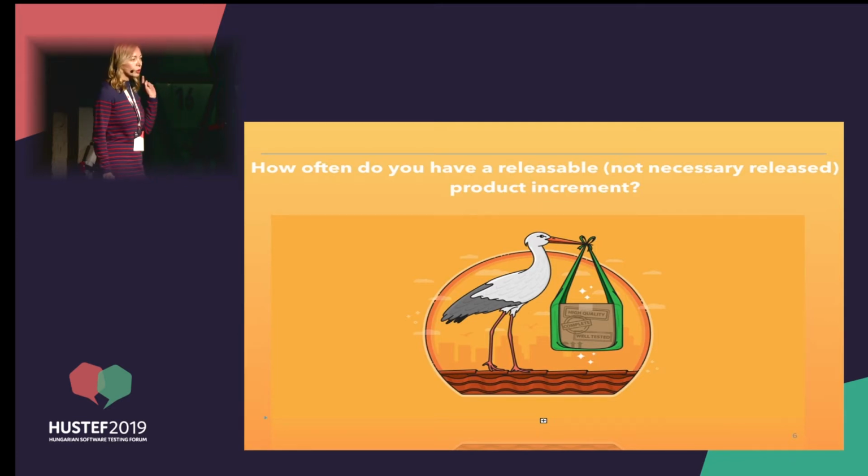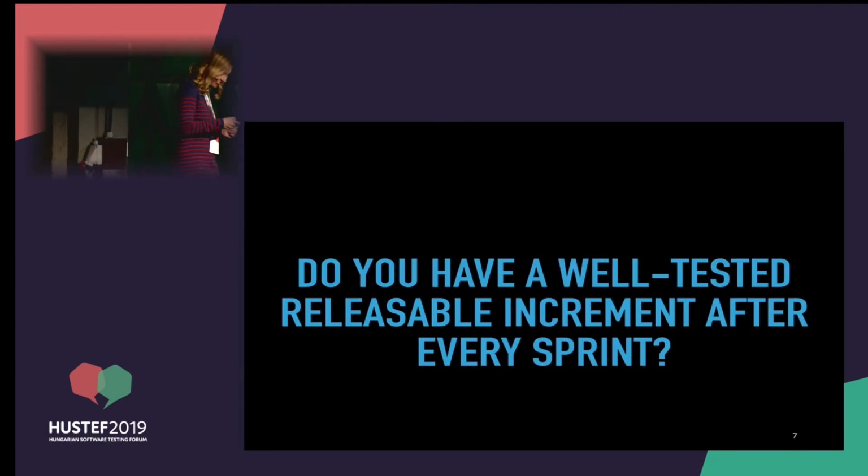Have you noticed what the stork is carrying in the bag? Actually, what kind of messages was the stork carrying in the bag? Let's look together. Okay, there were messages about high quality, completed, well-tested. So, do you have a well-tested product increment after every sprint? This question is actually a crucial one for your testing organization and your testing strategy.